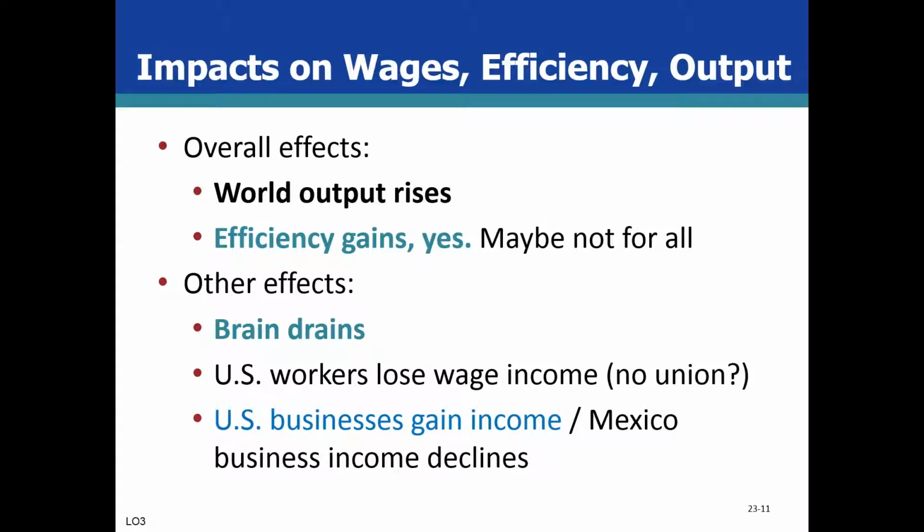Mexican business groups may see just the opposite. They lose the cheap labor and their income falls because now they have to pay higher wages in order to attract workers because there's less of them in the home market. So Mexico business income declines, and they face lower output. Again, that's with legal immigration. Anything that I've talked about here, illegal immigration just compounds the differences and makes it more complex.